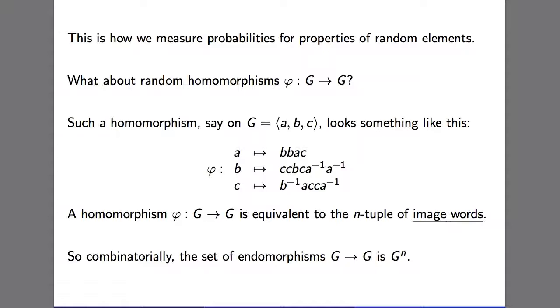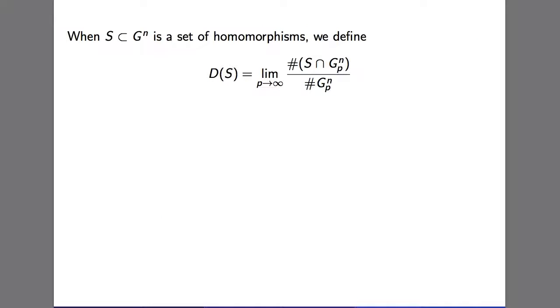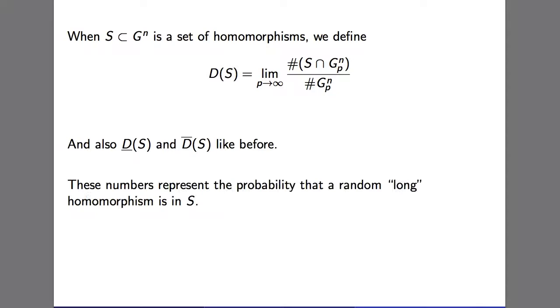And then we can just define the density this way. So if S, this time S is not a set of elements, but a set of homomorphisms, we can define the density just like we did before. So this GP^n means the nth product of GP with itself. And also we're going to define the lower and the upper densities so that we don't need to worry about convergence of the limit. All right, so these densities represent the probability that some random long homomorphism is in S. And by long homomorphism, I mean one in which when you write out the image words, they're all very long. All right?